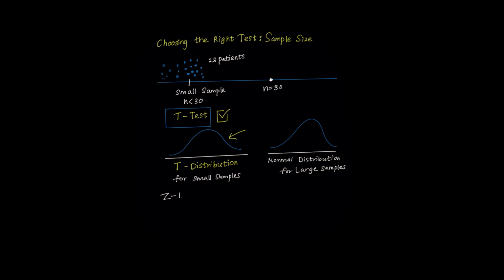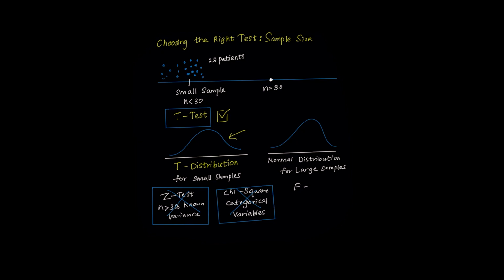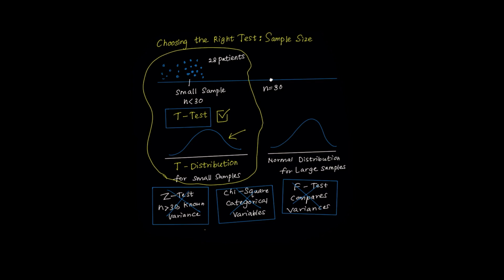A z-test would be used instead if you had a large sample size, typically defined as greater than 30, with known population variance. Chi-square tests are for categorical variables, asking questions about associations between categories, not comparing numerical means. F-tests compare variances between populations to see if they're equal, which is a different question than comparing a sample mean to a population standard. The cutoff of 30 is a common rule of thumb in statistics. Below 30, you generally use t-tests. Above 30, you can use z-tests.